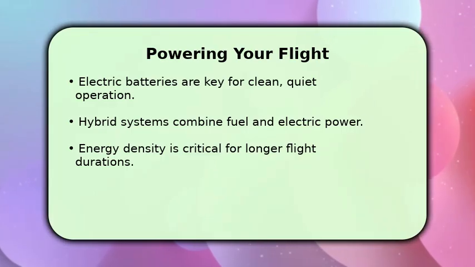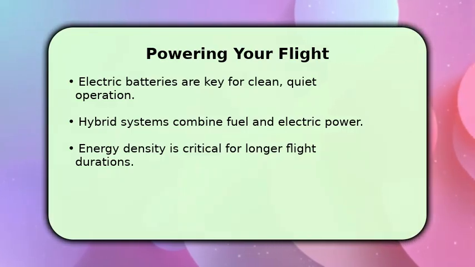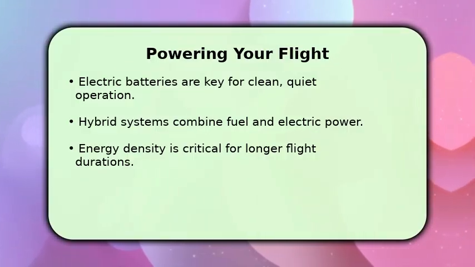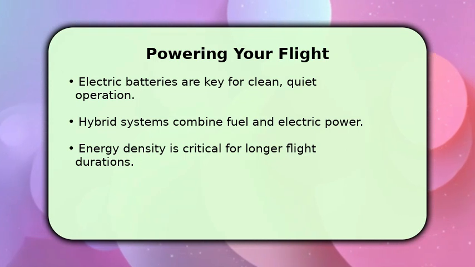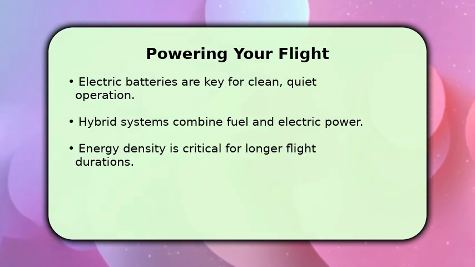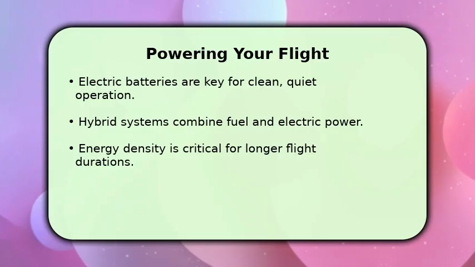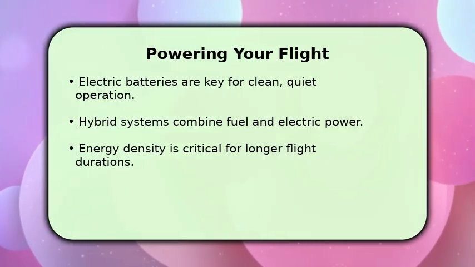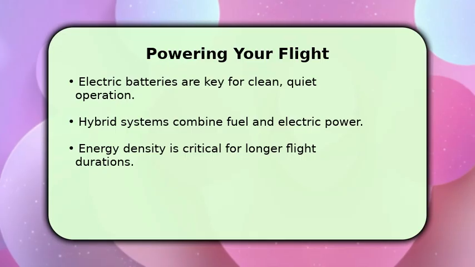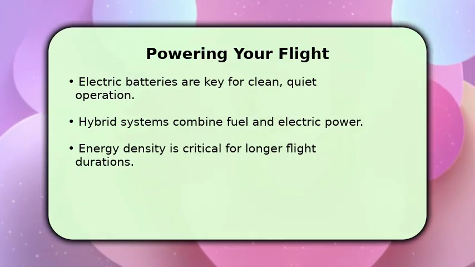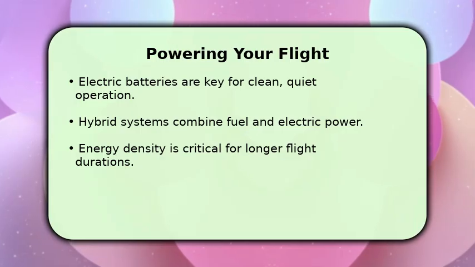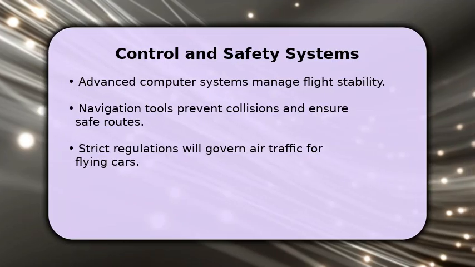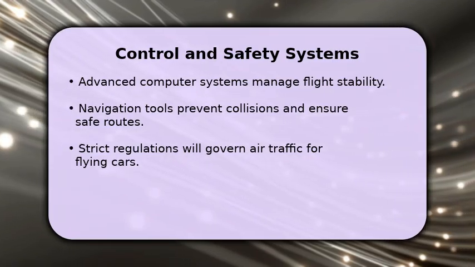Powering a flying car is a significant challenge. Electric propulsion, using advanced battery technology, offers a clean and quiet solution, ideal for urban environments. However, the weight and energy density of batteries are crucial factors for achieving sufficient flight range and duration. Hybrid systems, combining traditional fuel with electric power, are also being explored to extend operational capabilities and provide more robust performance. Ensuring safety is paramount for any flying vehicle.